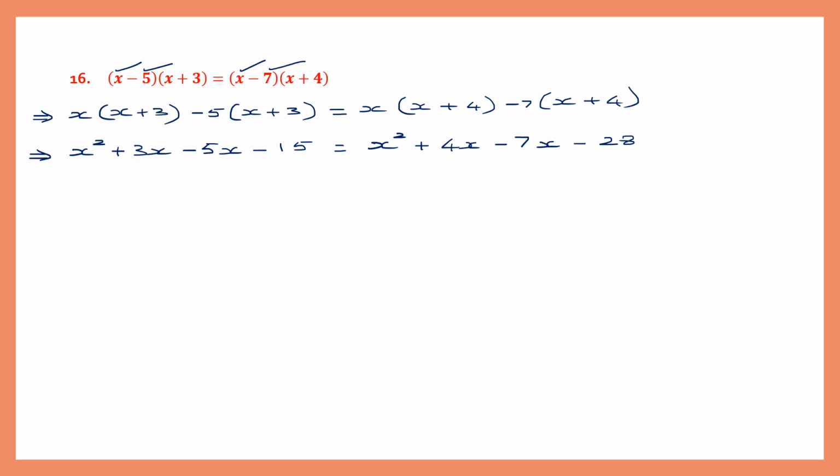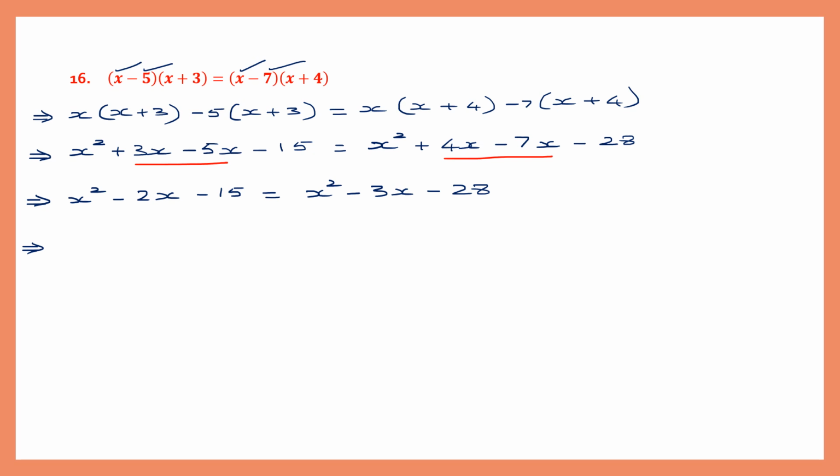So here, let's look at the like terms. We only have this here on the left hand side and this on the right hand side. So let's work on that. So this is x square. 3 minus 5 is minus 2. So that's minus 2x minus 15. On the right hand side, x square, plus 4 minus 7 is minus 3, minus 3x minus 28.